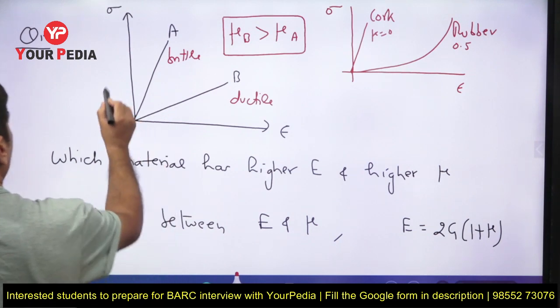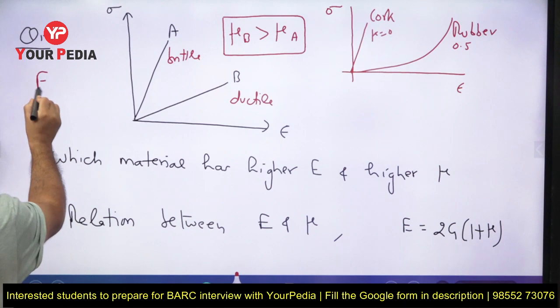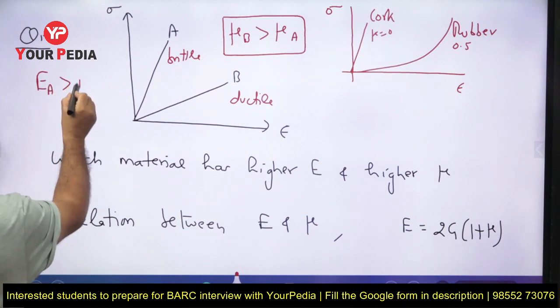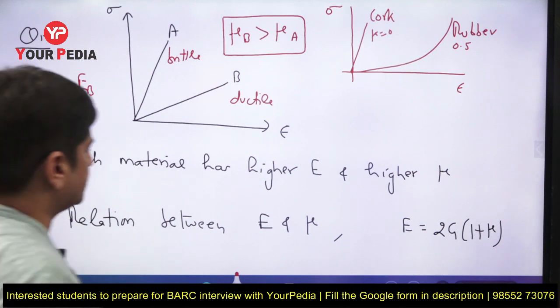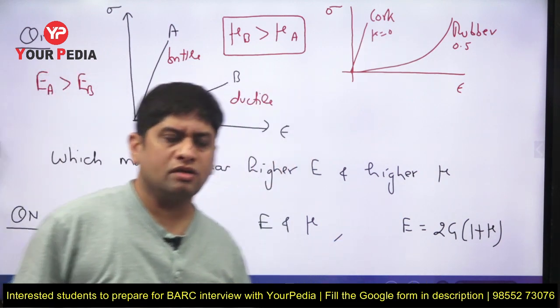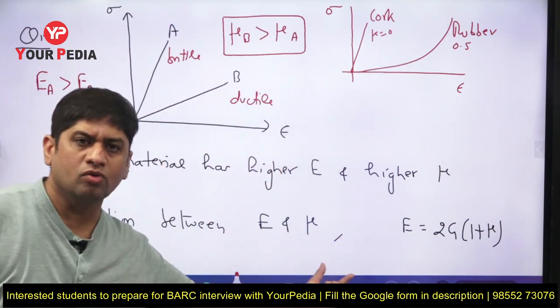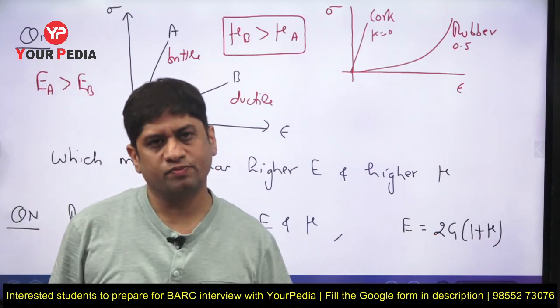The slope of A is more. So Young's modulus of elasticity of A is more than Young's modulus of elasticity of B. E of A is more, but Poisson's ratio of B is more. Now, the next question he asks is: can you write some kind of relation between E and mu? And this is the relation between E and mu.